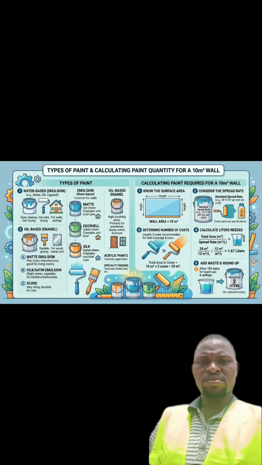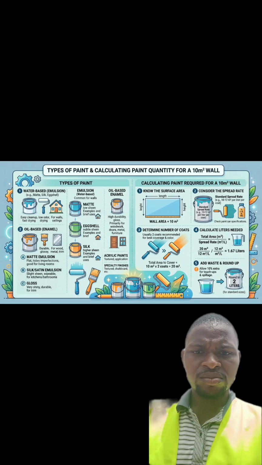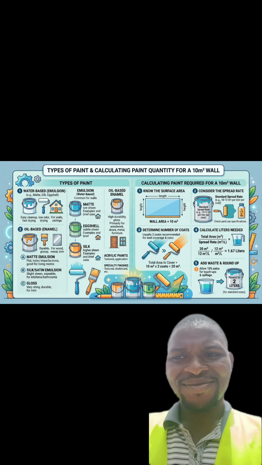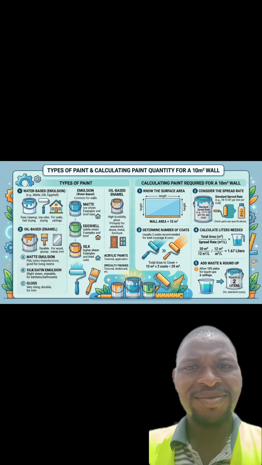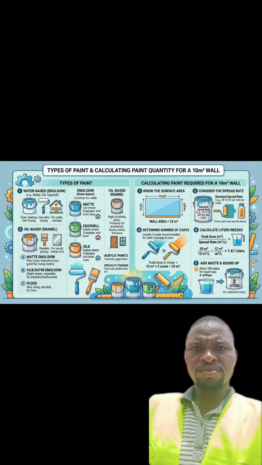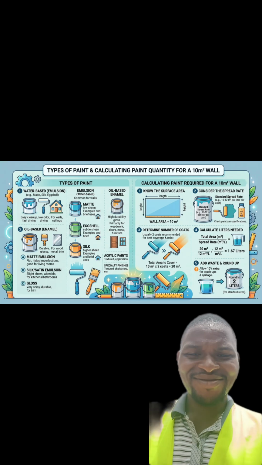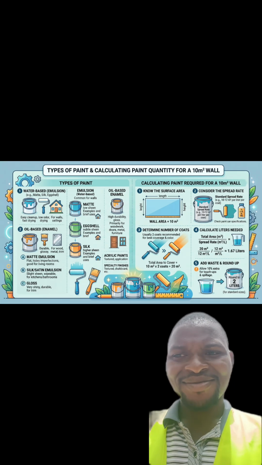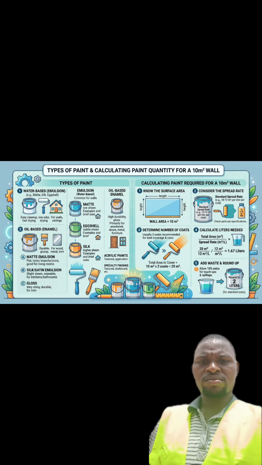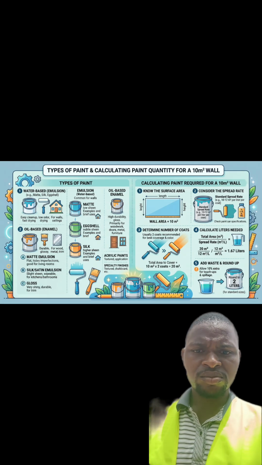Yeah, in this video, we're trying to calculate the breakdown of different types of paint and explain how to accurately calculate the required quantity. So we are just making use of a 10 square meter wall. So the comprehensive guide to paint types and quantity calculation, those are the things we are going to be looking at. Choosing the right paint and estimating the correct volume is crucial for a successful, budget-friendly, professional renovation project. So we have so many things to look at.